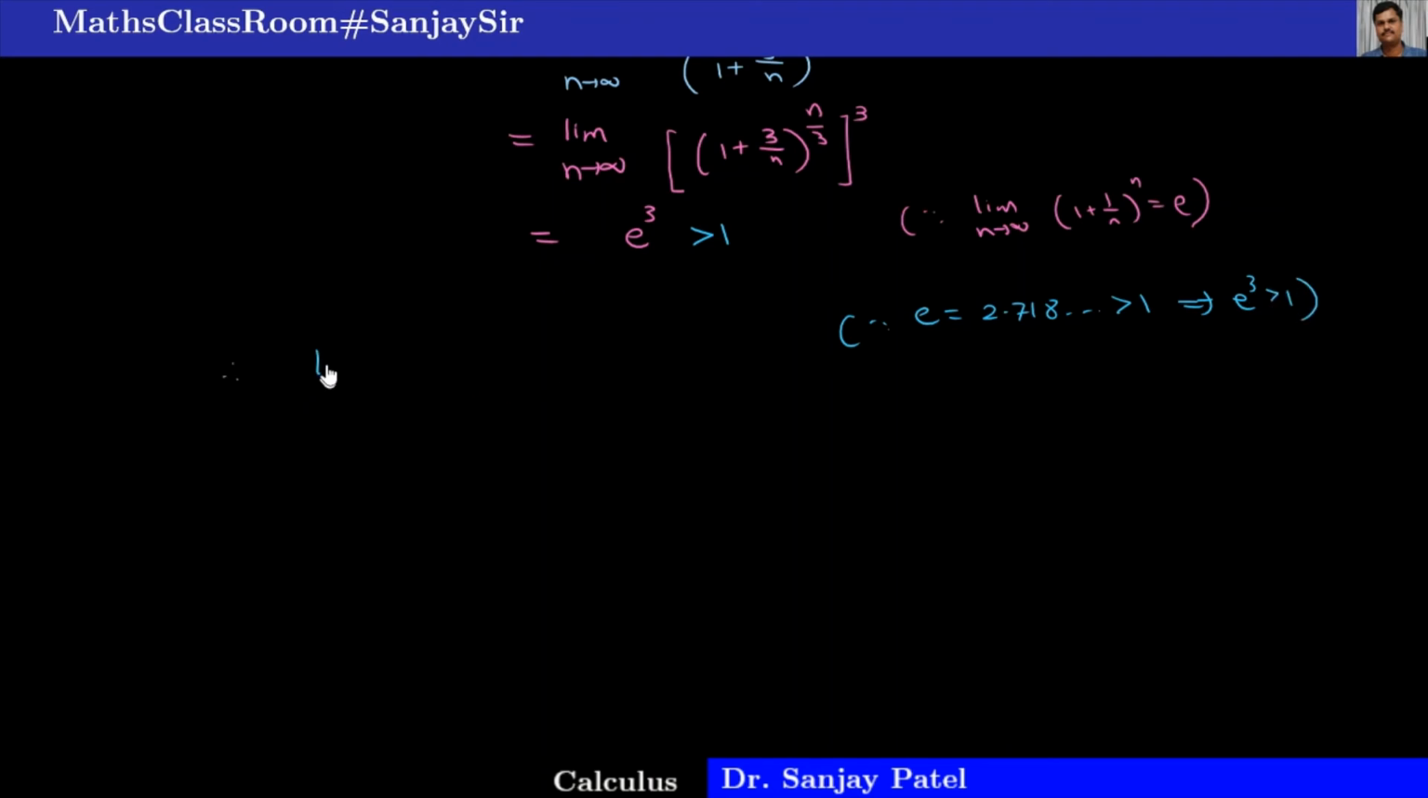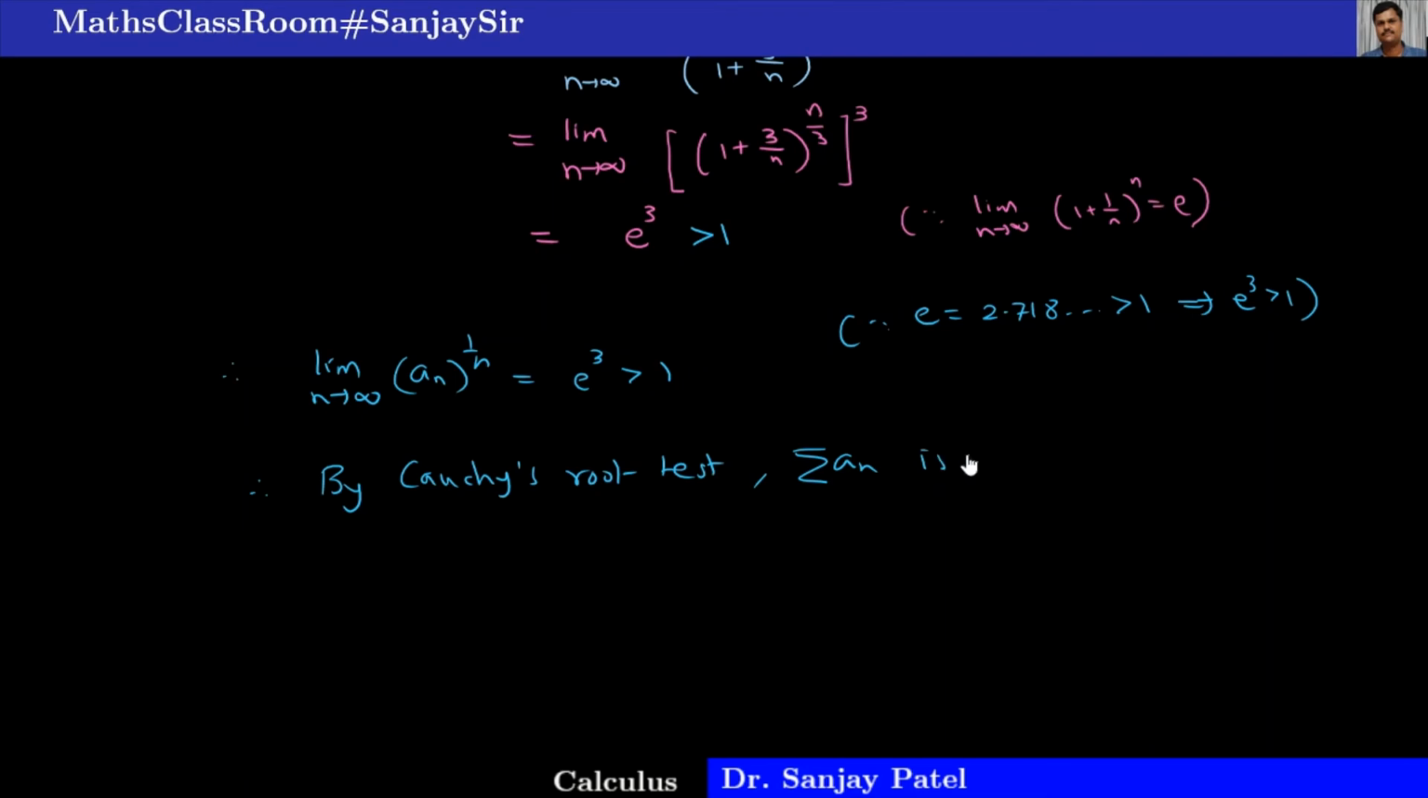We have proved that limit n tends to infinity of an raised to 1 upon n is equal to e cube, which is greater than 1. So by Cauchy's root test, this series sigma n is divergent, because the limit L is greater than 1. Okay, so it is very simple to apply the Cauchy's root test.